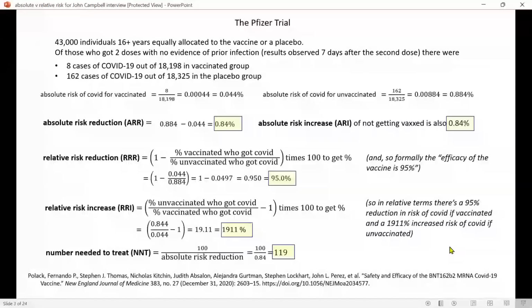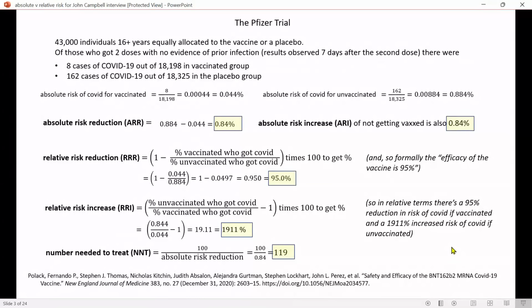So basically, those figures that you've given that are in that paper are based on the original Pfizer randomized controlled trial. That had 43,000 individuals who were aged at least 16. About 21,500 were given the vaccine and an equal number given the placebo. Of those who got two doses without any evidence of prior infection, they observed the results 7 days after the second dose. What everything is based on is these two figures: eight cases of COVID out of 18,198 in the vaccinated group and 162 cases of COVID in 18,325 in the placebo group.